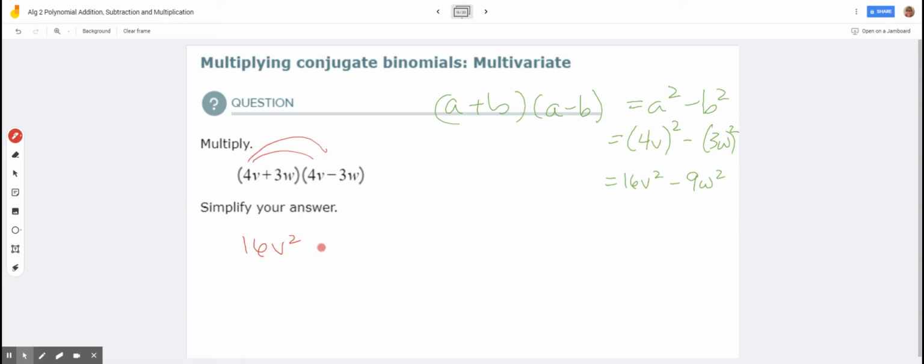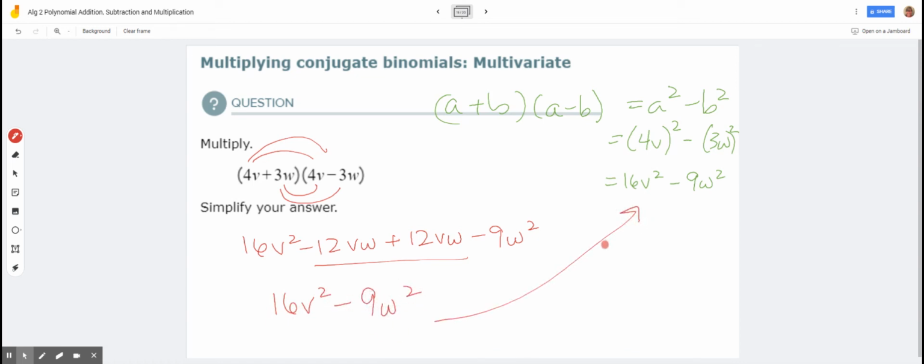16v squared minus 12vw, order of alphabet, plus 12vw minus 9w squared. And these two cancel each other out, and you get 16v squared minus 9w squared. And they're the same, you can see.